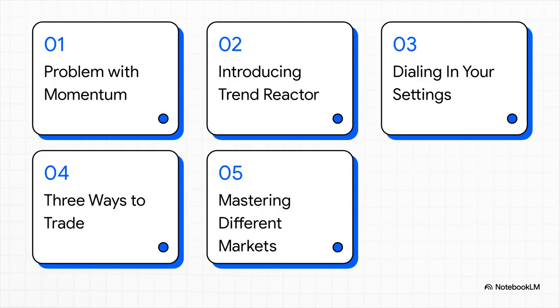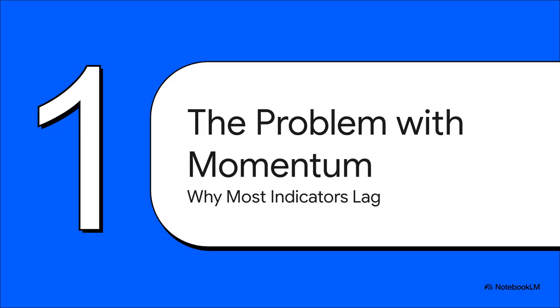So here's the game plan for today. First, we'll break down the big problem with momentum. Then I'll introduce you to the Trend Reactor. We'll get into the nitty-gritty of dialing in your settings, I'll show you 3 different ways you can trade with it, and finally, we'll talk about how to master different markets using this thing. All right, let's kick things off with the core issue.